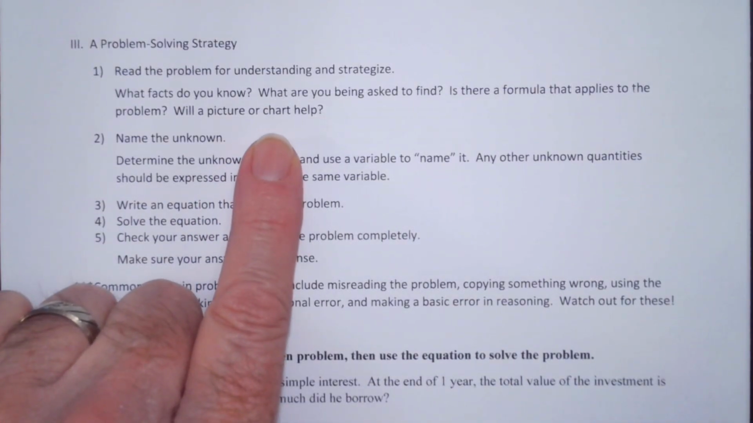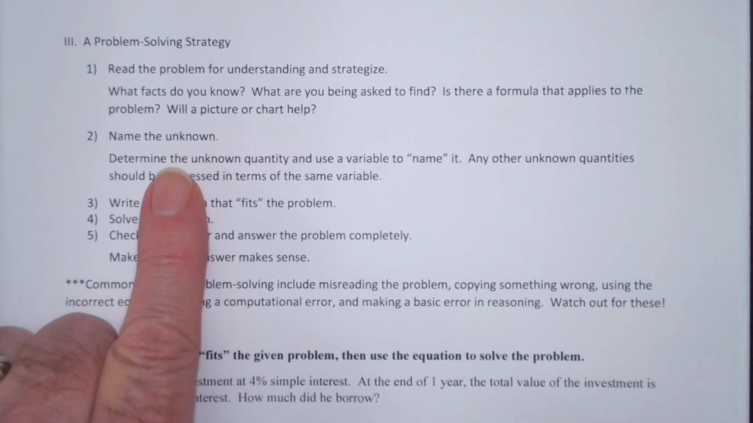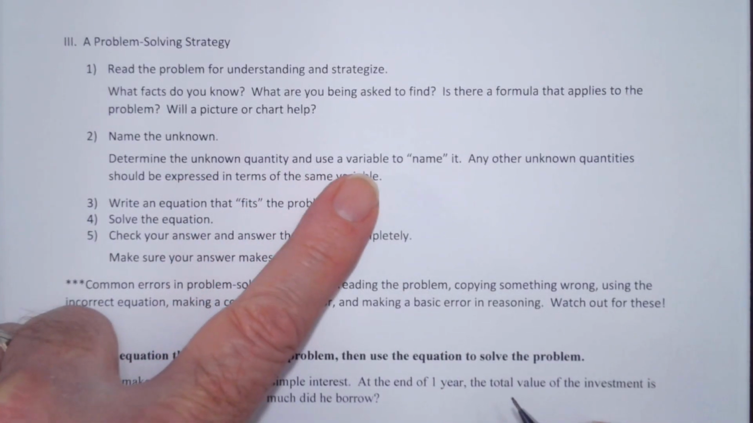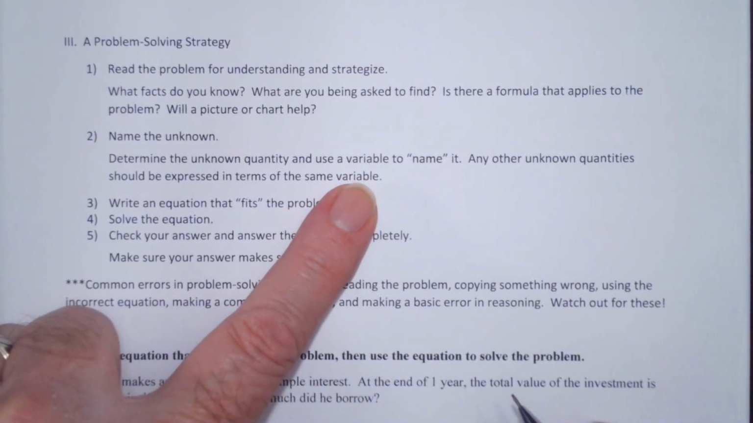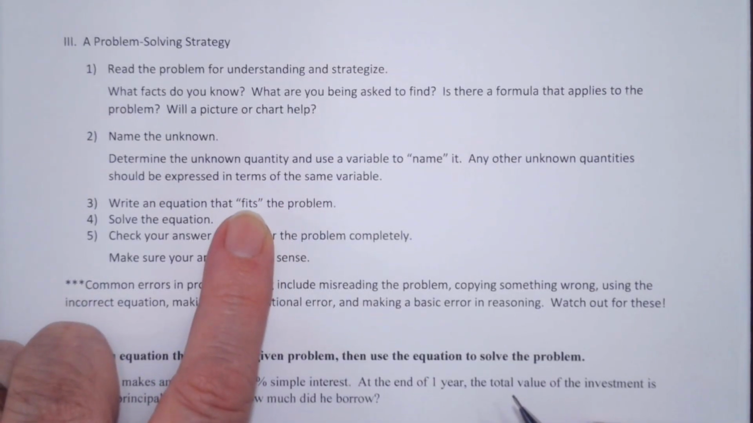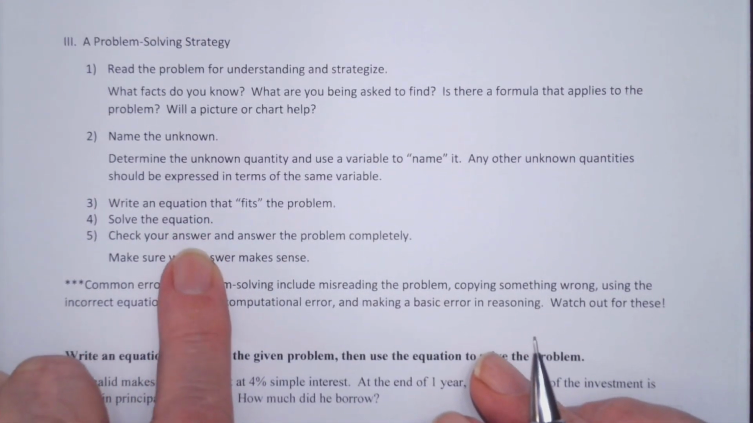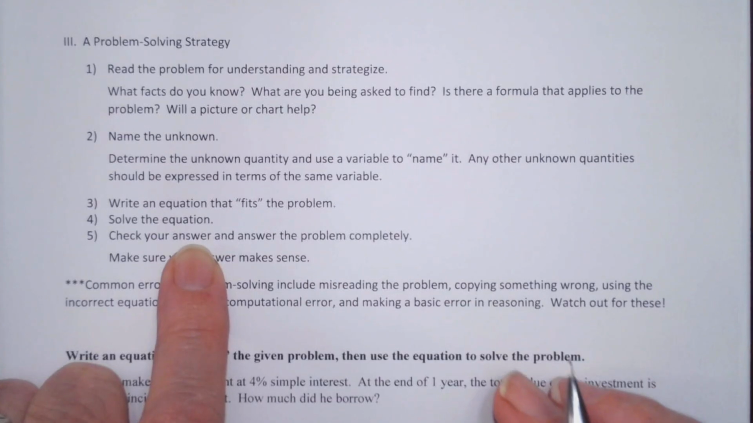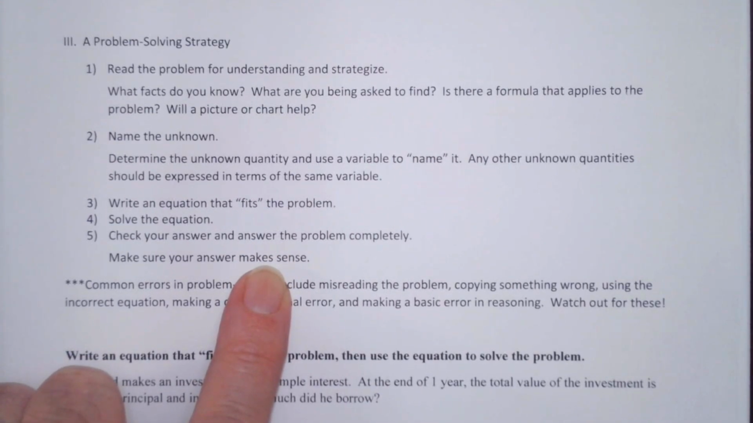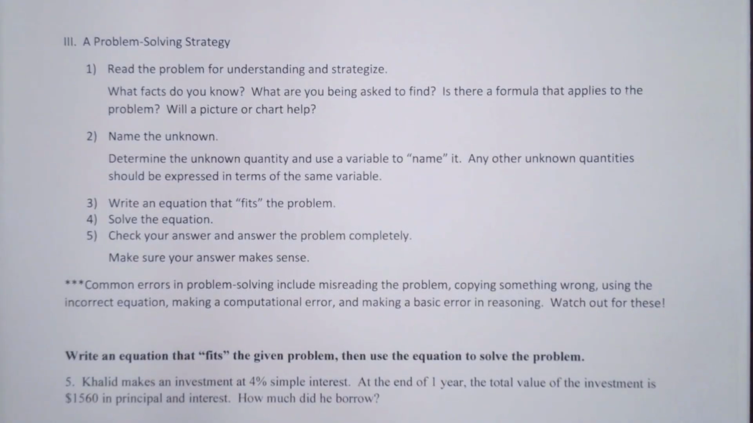Once you feel like you got a handle on the problem, you want to name the unknown: determine the unknown quantity and use a variable to name it. Any other unknown quantities should be expressed in terms of the same variable. You're going to write an equation that fits the problem, basically models the problem. You'll solve the equation. And once you have your answer, you want to make sure that you're actually answering the problem and make sure your answer makes sense. If you can check your answer, then you're going to be confident that you did the problem right.